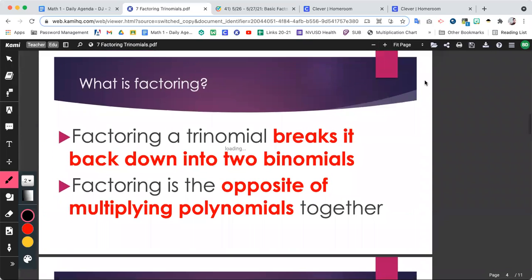Okay, so when we factor, we break a trinomial. So for example, I have x squared plus 3x plus 2. That's a trinomial because there's 3 terms. We're going to break that into a binomial, x plus 2, x plus 1. Okay, 2 binomials. So it's the opposite of what we did in the warm-up, which was multiplying 2 binomials to get the trinomial.